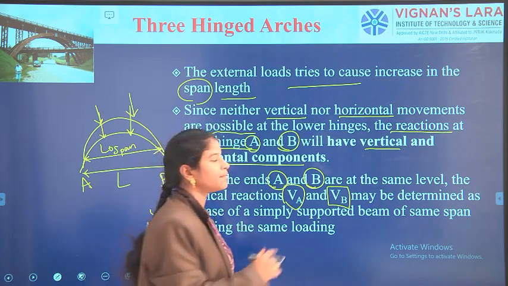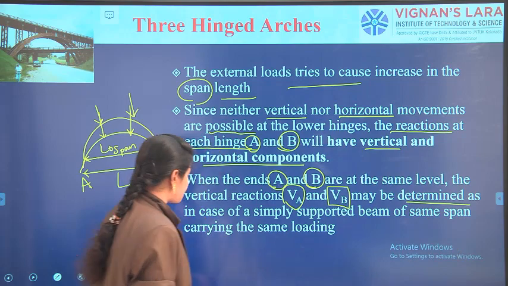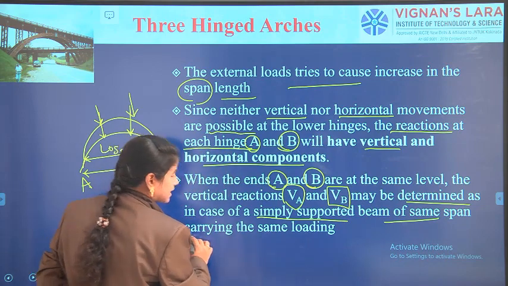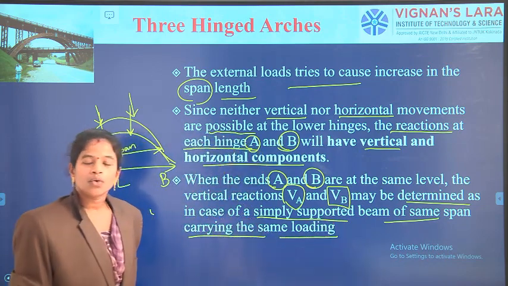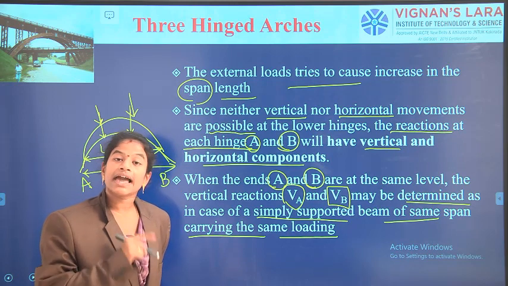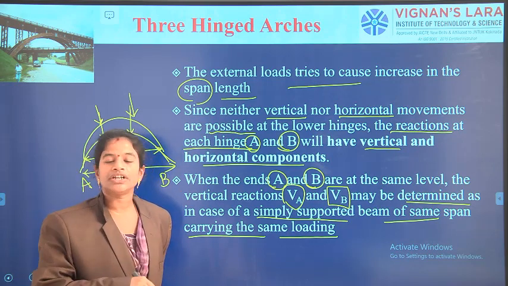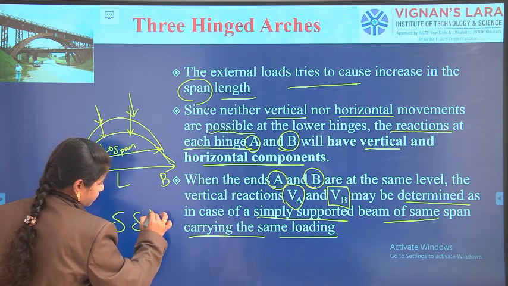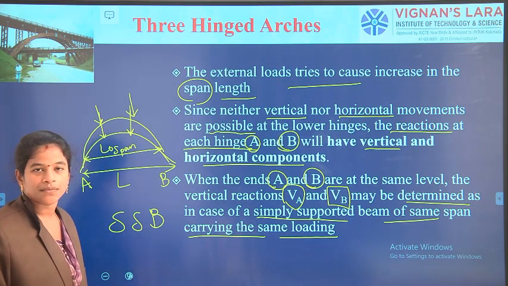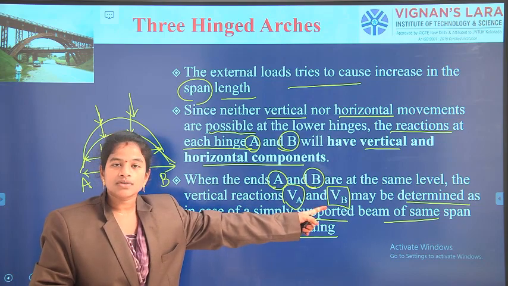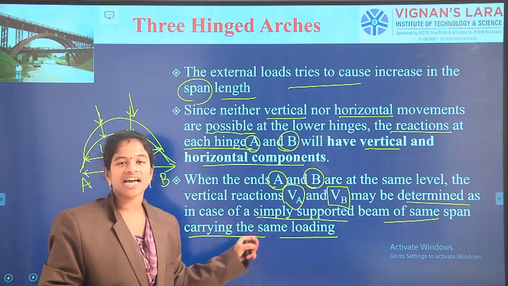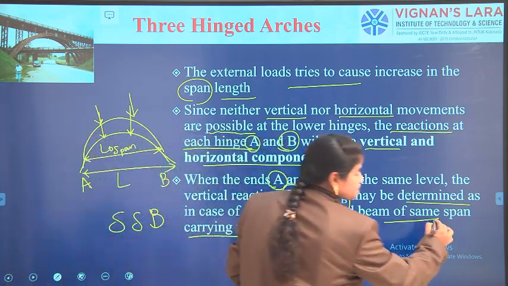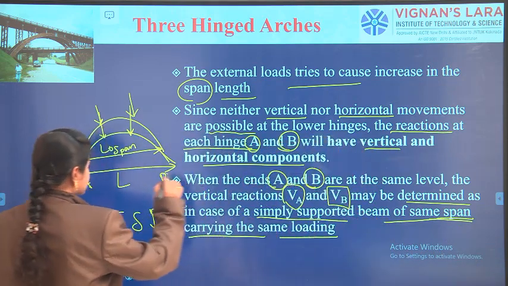And how will we determine them? That may be determined as in the case of a simply supported beam of the same span carrying the same loading. Even for the VA and VB calculation in arches, we will use the same concept of a simply supported beam. So for getting these unknowns, we use the simply supported beam concept, and that simply supported beam has the span of the arch.